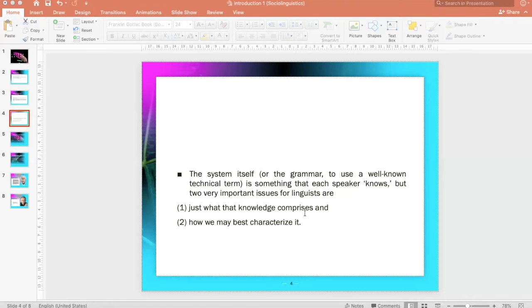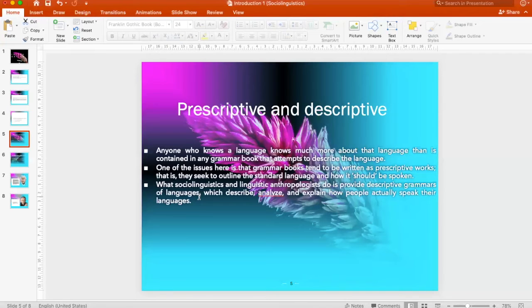it tends to be written work. They seek to outline the language and how it should be spoken. So the term prescriptive here means the understanding of the systems used by the people who use the language. So it's not just about the code itself, but the code that should be put into the correct grammar.